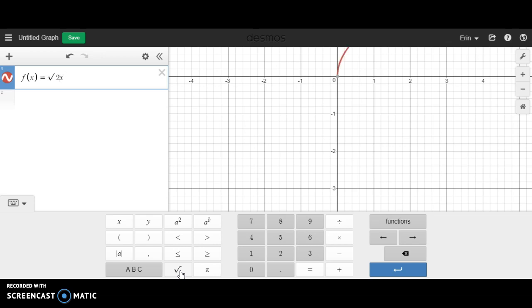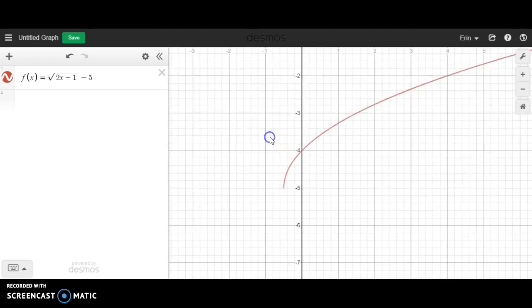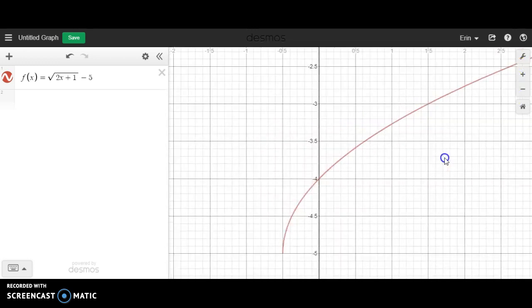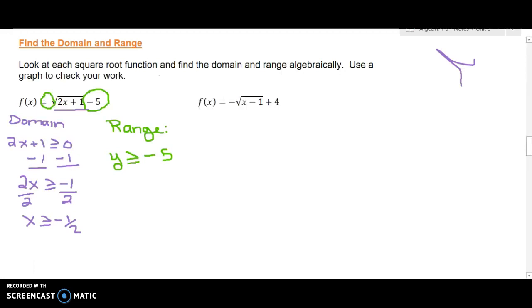So we have 2x plus 1, and then outside the radical minus 5. So I'm going to close this here. So we can see, if we look at the graph, make this a little bigger so we can see that a little better, that my graph does start at x is negative 1/2, and it gets bigger, so x is greater than negative 1/2, and we see that y starts at negative 5, so my range is y is greater than or equal to negative 5. Let's flip back over and look at our other example.